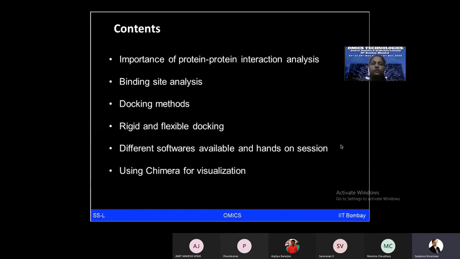So the contents of this session are the importance of protein-protein interaction analysis. We will try to understand why it is important to understand protein-protein interactions, and also the binding site analysis, the various docking methods, and the concepts behind rigid and flexible docking. Then, moving ahead, we will see the different software available, and we will have a hands-on session on that. And finally, we will have a look at Chimera for visualization.